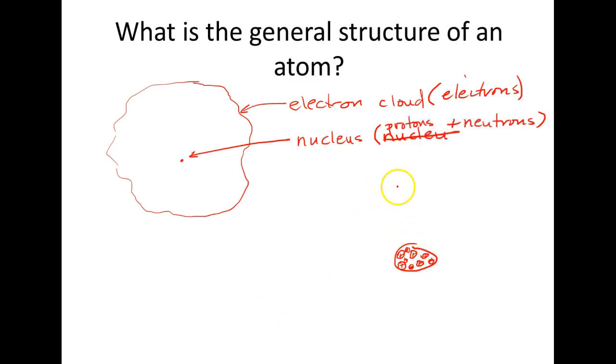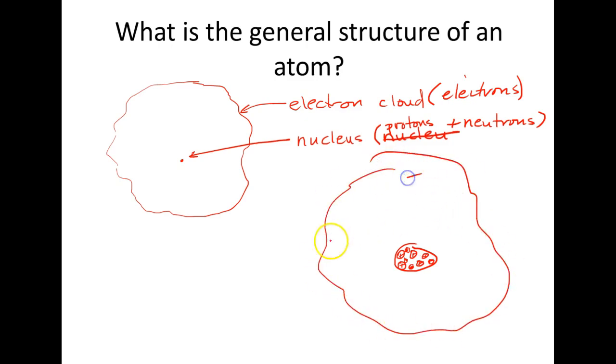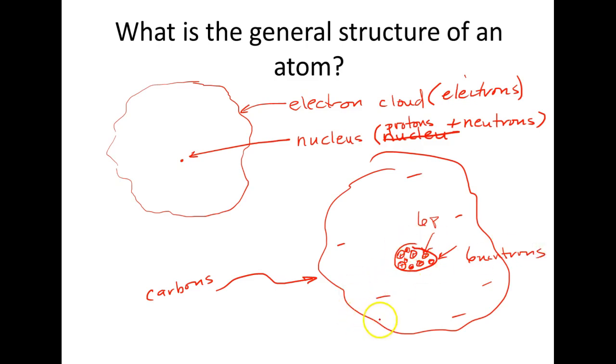For the electrons then, I have the electron cloud, and for carbon, I'll have 6 electrons floating around. So this would be a representation of what carbon looks like. I drew 6 protons in the center, 6 neutrons in the nucleus, and 6 electrons floating on the outside.